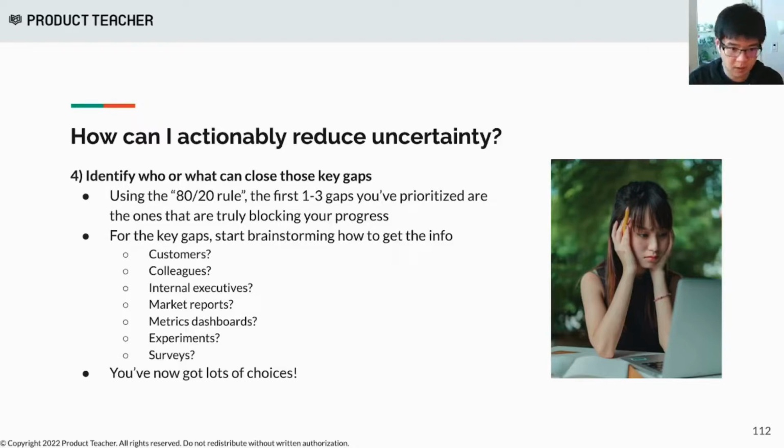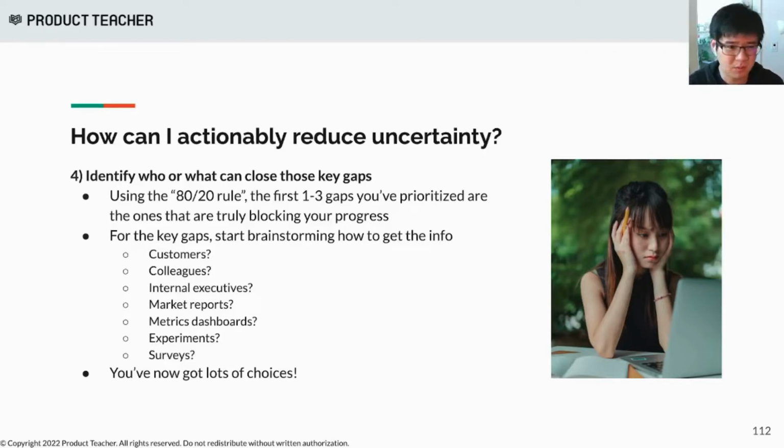And so we've got some key gaps that are on our mind. Now we can start thinking about, okay, how are we actually going to get this information? Can we talk to customers to try to figure out how to get this information? Can we talk to our colleagues? Can we talk to our internal executives? Are there market reports that we can go look at? Do we have metrics dashboards that we can use?